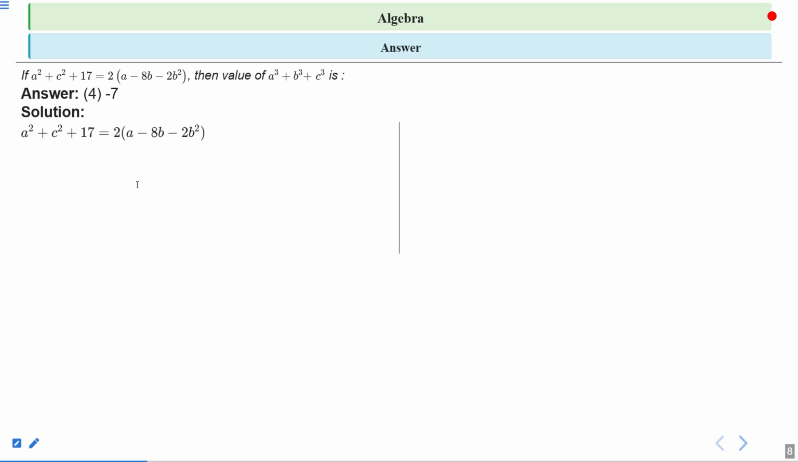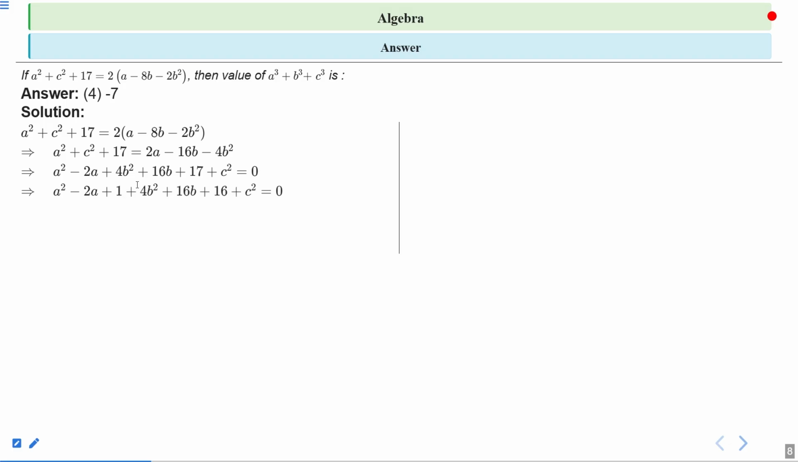So a square plus c square plus 17 is equal to 2 times a minus 8b minus 2b square. Let's simplify it. When we simplify it, we can write a square plus c square plus 17 equals 2a minus 16b minus 4b square. Now when we move all the right hand side terms to the left hand side, we get a square minus 2a plus 4b square plus 16b plus 17 plus c square.